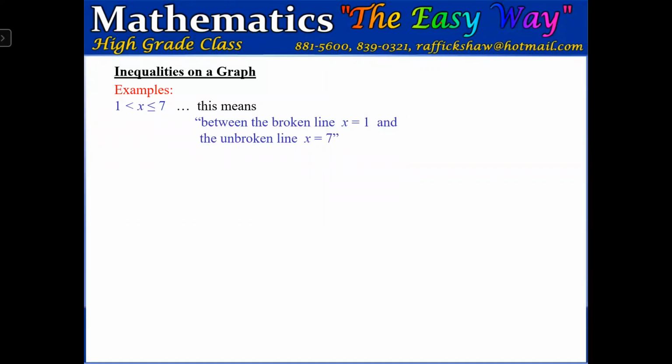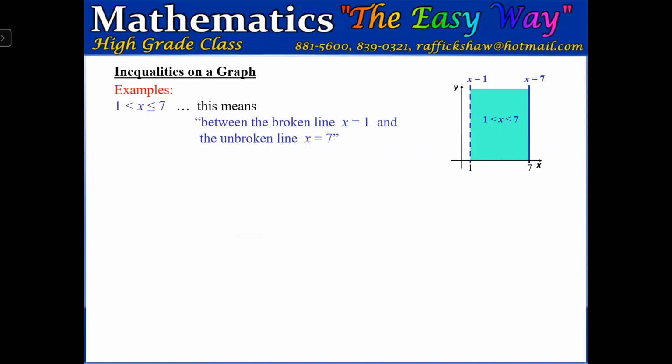So to show that you don't want x to be equal to 1, you draw a broken line. And to show that x equals 7 is a valid value, you draw a solid unbroken line. That's it. Between x equals 1 and x equals 7, the 1 you draw broken, the 7 you draw solid. See it? That's the graph for that inequality right there.